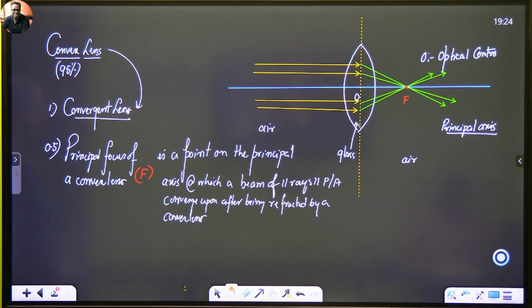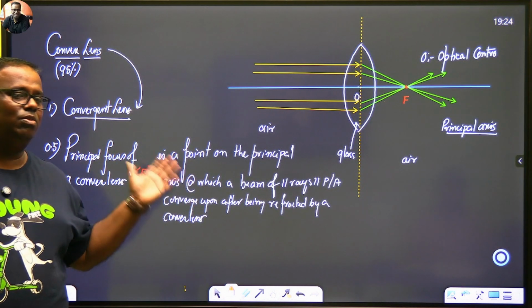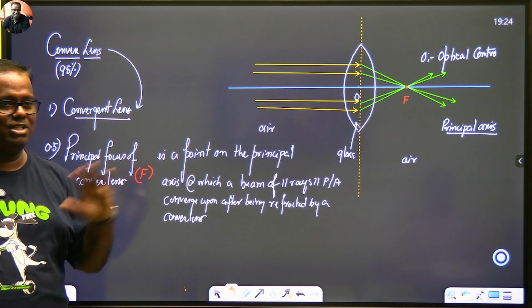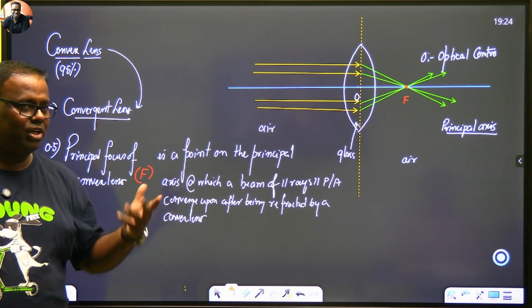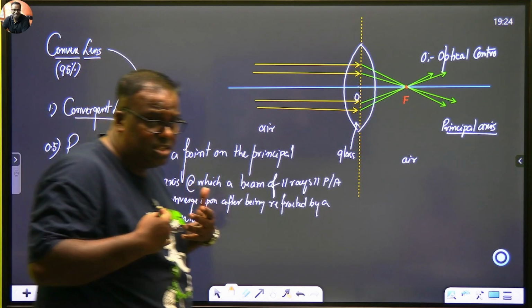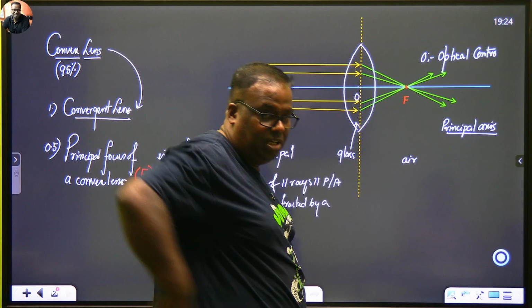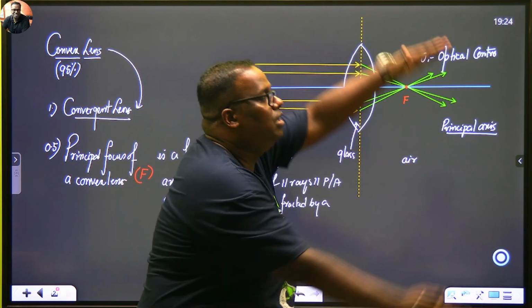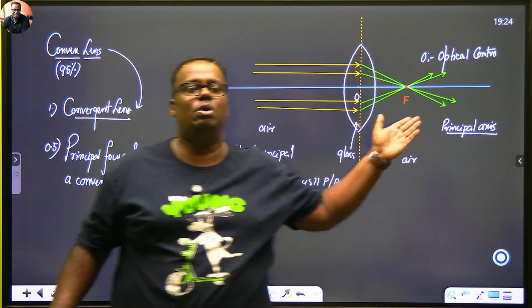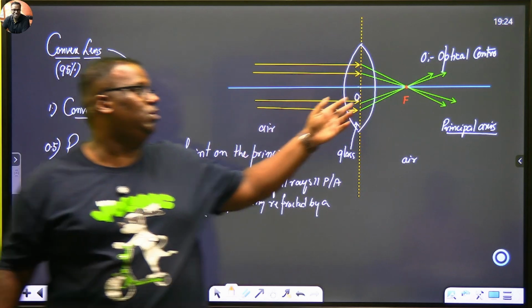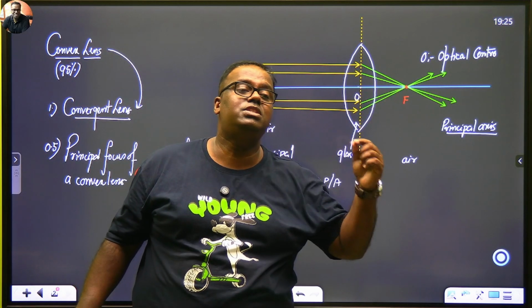Why do you call it a convergent lens? See, you understand? I could have straight away given you the definition of convergent lens, but it doesn't make sense. Because this lens's job is, I am the lens. If a parallel beam of rays come and hit me from the backside, I converge all the rays to a point, and that point will be known as my principal focus.